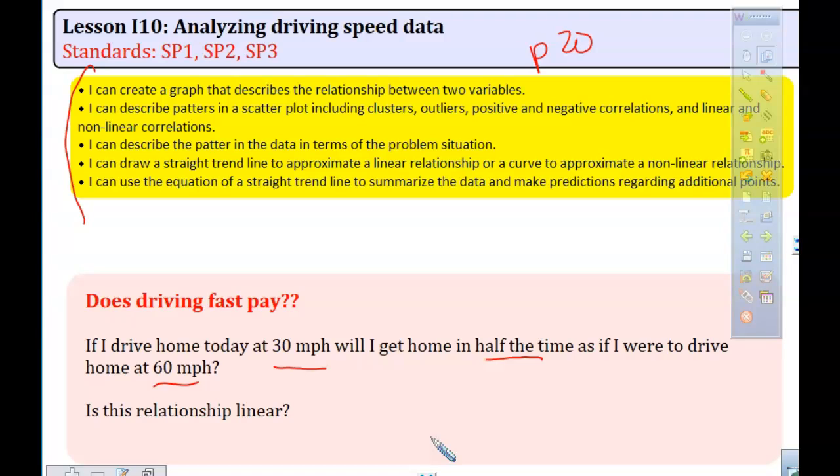As I look at this, is it going to be linear? And that's what we are going to look at today. So I don't need you to answer, yes, I think it is, or no, I think it's not. We're going to take a look at that.